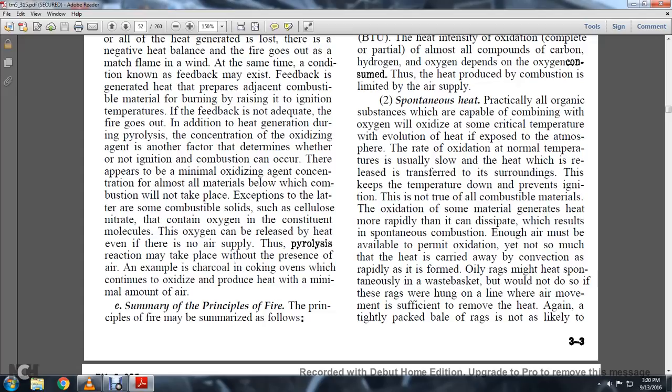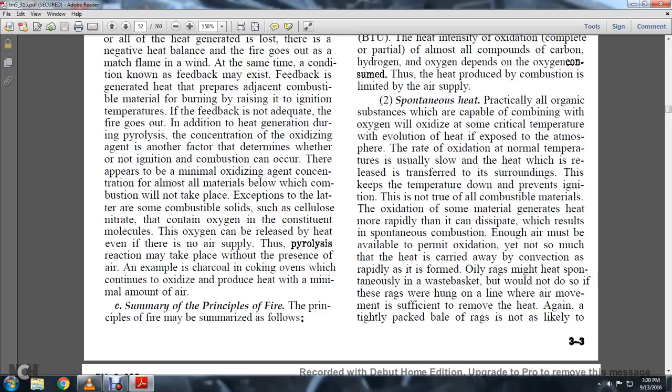2. Spontaneous heating. Practically all organic substances which are capable of combining with oxygen will oxidize at some critical temperature when exposed to the atmosphere. The rate of oxidation at normal temperature is usually slow, with the heat released transferred to its surroundings. This keeps the temperature down and prevents ignition. This is not true for all combustible materials. Oxidation of some materials generates heat more rapidly than it can dissipate, which results in spontaneous combustion.